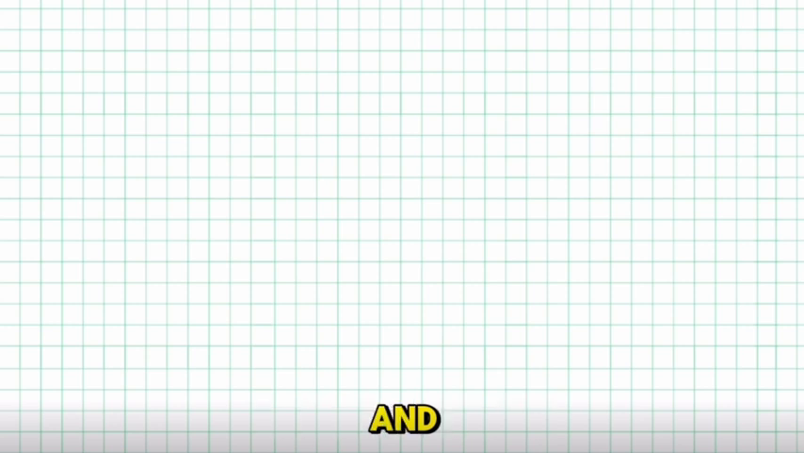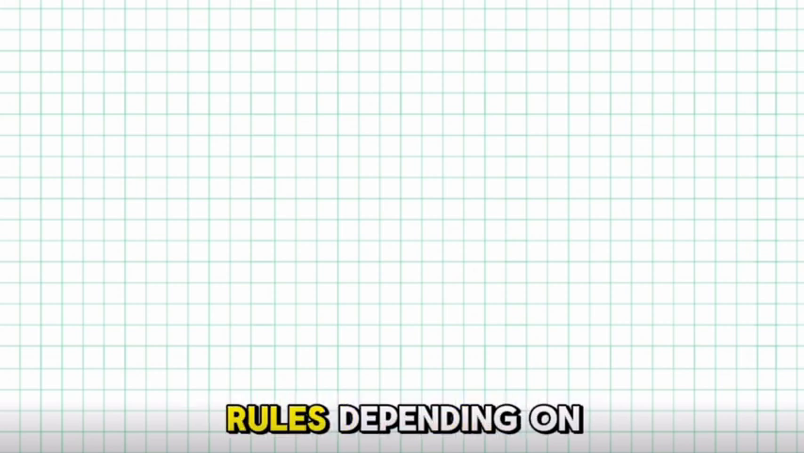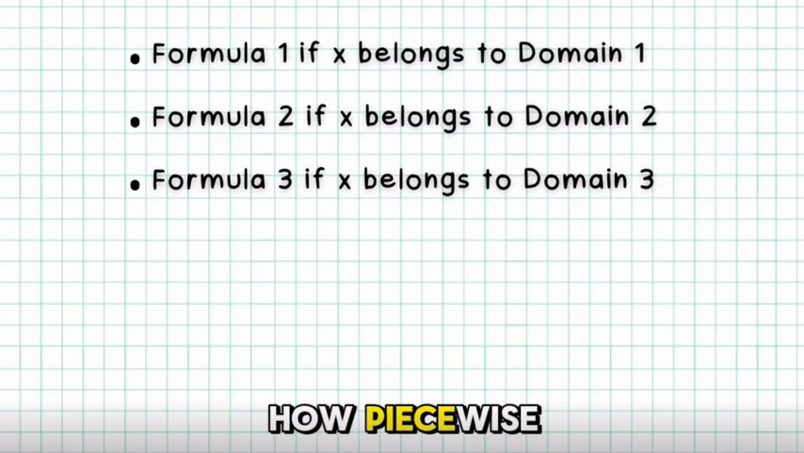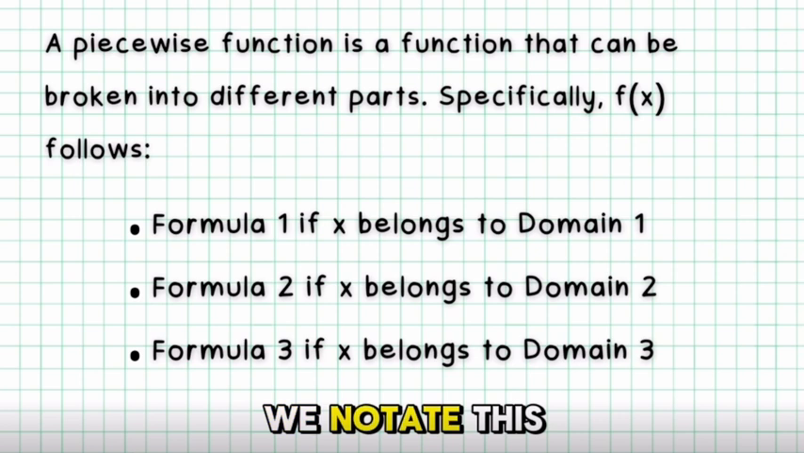A piecewise function is a function in which more than one formula is used to define the output. Each formula has its own domain, and the domain of the function is the union of all these smaller domains. Instead of having one formula for all values of x, a piecewise function has different rules depending on the value of x. To better understand how piecewise functions work, we notate this idea specifically like this.